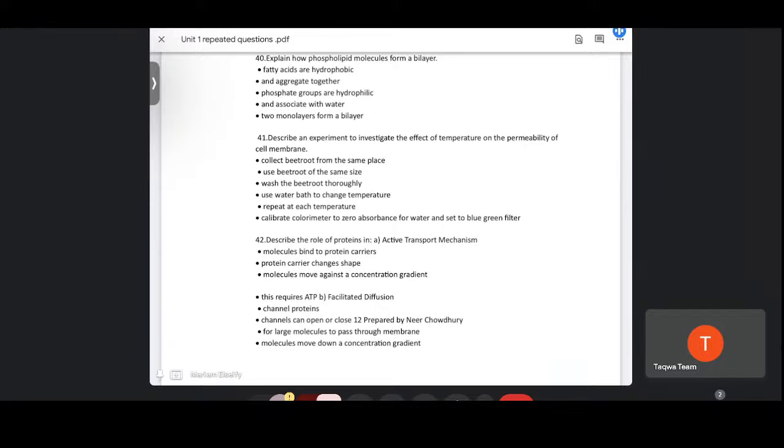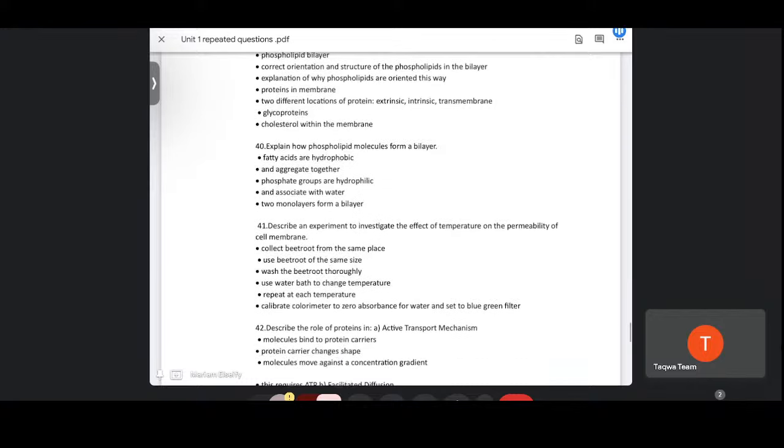Describe an experiment to investigate the effect of temperature on the permeability of the cell membrane. Collect beetroot from the same place. Use beetroot of the same size. Wash beetroot thoroughly. Use a water bath to change temperature. Repeat at each temperature. Calibrate the colorimeter to 0 absorbance for water and set to a blue-green filter.